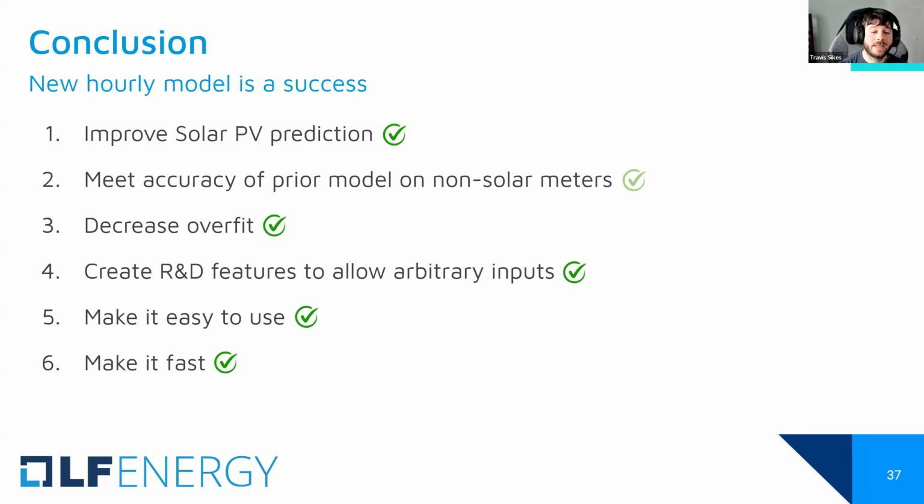It was decided that this was acceptable because there is actually a link between how overfit we are and how well we do on weekends. And it was decided that it was better to be less overfit than to try to fit those weekend meters perfectly. We have decreased the overfit without question. We have created R&D features, or the framework to allow R&D features is done. I guess the fit number 5 is a bit subjective, but I would argue that it is significantly easier to use with the new API, and we have most definitely made it faster because it is 5 times faster than the prior model.